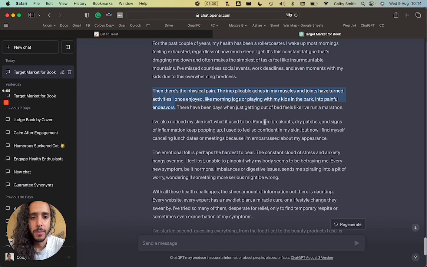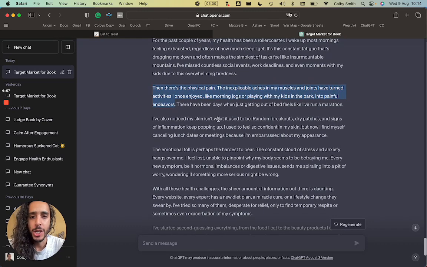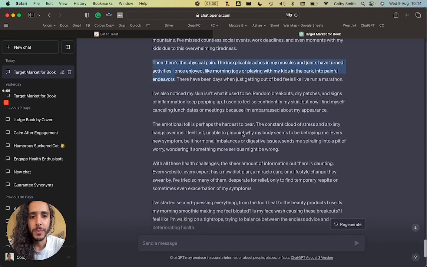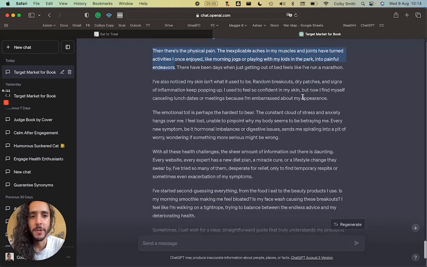My skin isn't what it used to be. Random breakouts, dry patches, and signs of inflammation keep popping up. I used to be so confident in my skin, but now I find myself cancelling lunch dates or meetings because I'm embarrassed about my appearance. Again, we're not just talking about the pain points here. We're talking about how they're actually affecting their day-to-day life.